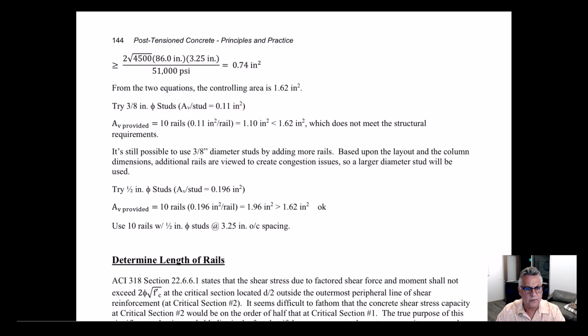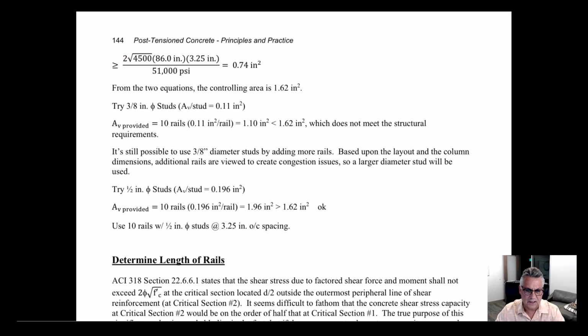Let's start off with the smallest studs that we use. 0.11 square inches per stud. We had 10 rails with one stud, that first stud in, at 0.11 square inches per rail. That only gives us 1.1 square inches. And you'll see that when I run the program, trying 3/8 inch studs, the program's going to tell us that doesn't work.